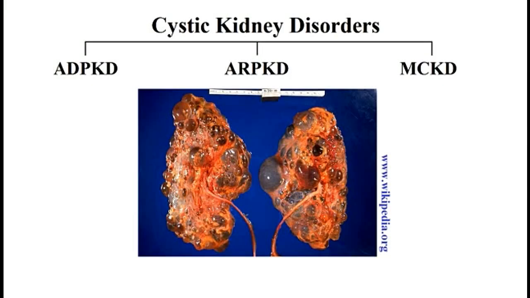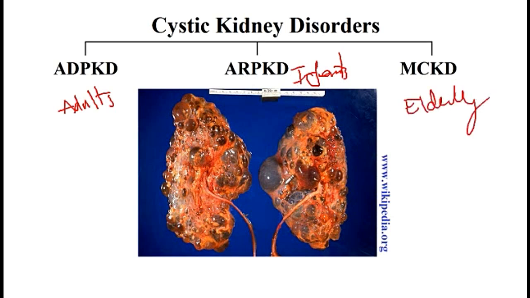In this video, I'm going to go over the clinical presentations of cystic kidney disorders such as autosomal dominant polycystic kidney disease, which is seen in adults, autosomal recessive polycystic kidney disease, which is seen in infants, and then medullary cystic kidney disease, which is most commonly seen in elderly. So here we have an example of a cyst in the kidney, and then we have the ureter shown right here.